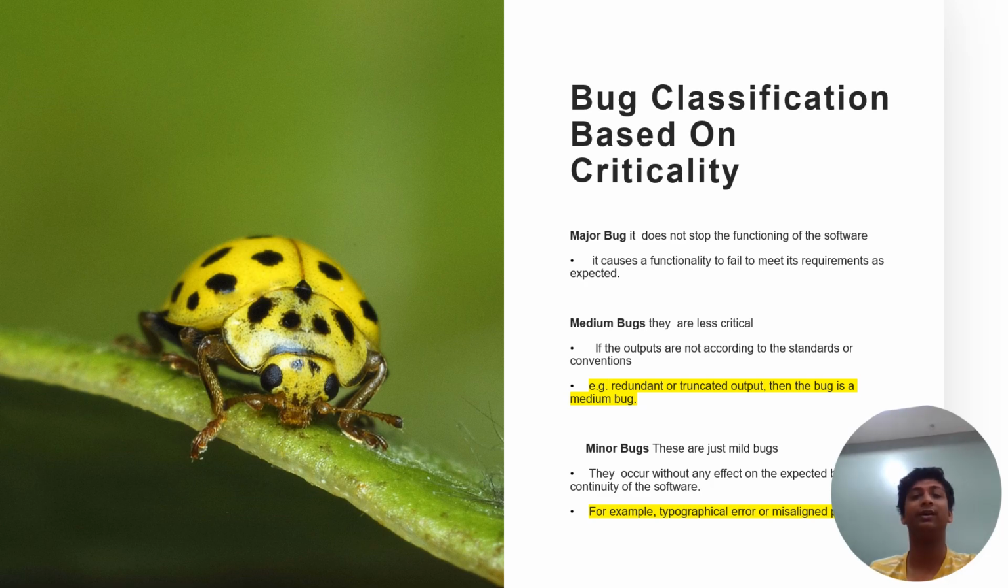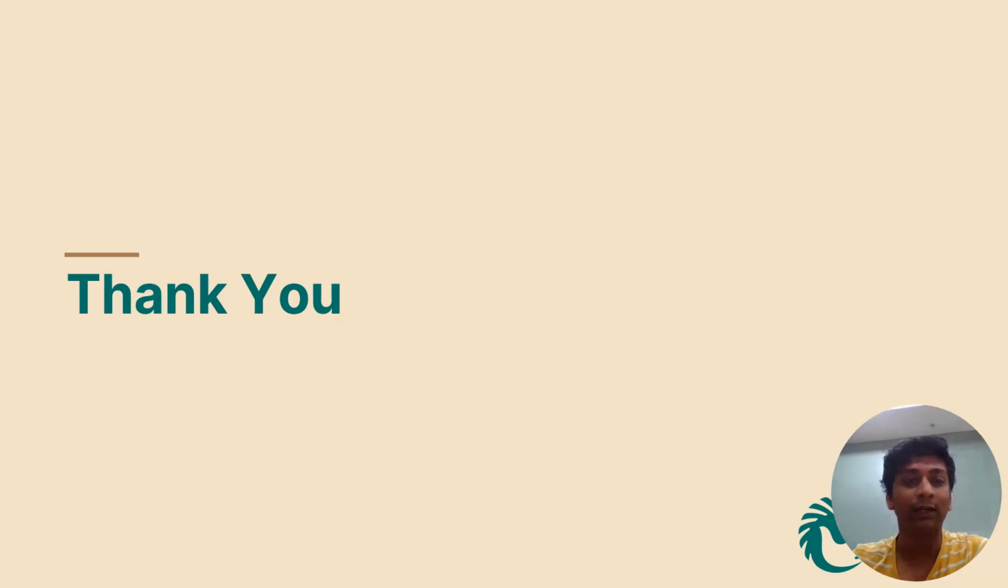That's the classification on criticality. The most critical bugs are the major bugs, and the least critical are the minor bugs. Minor bugs are nothing but your typing errors, and major bugs are your functionality failures and all. So that's all about software testing. Thank you everyone.